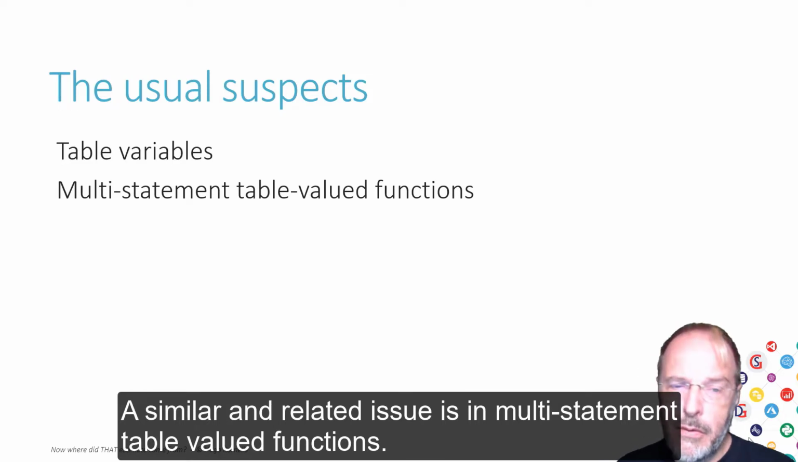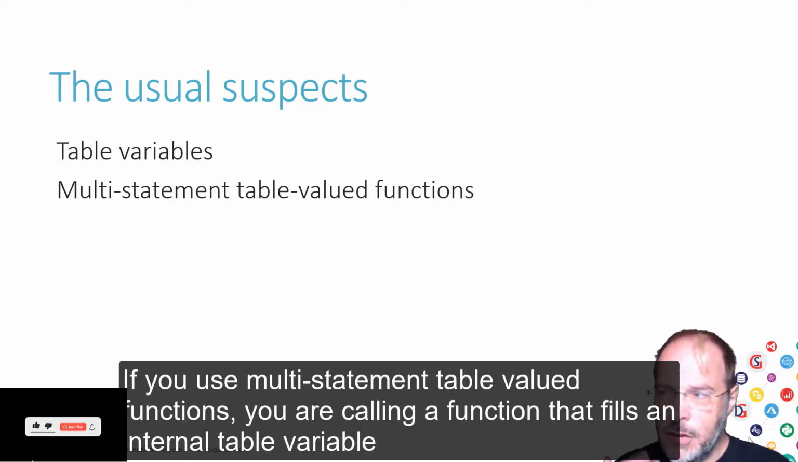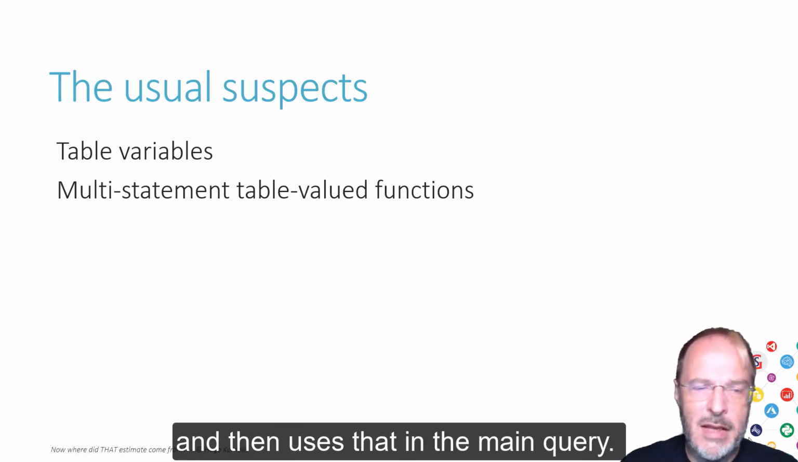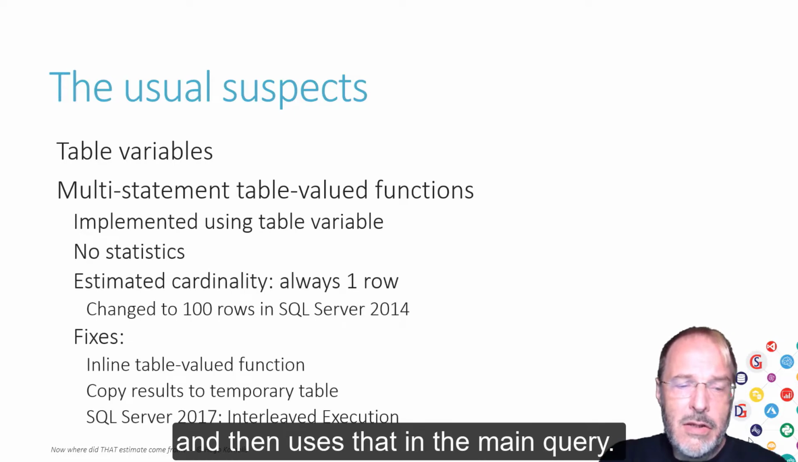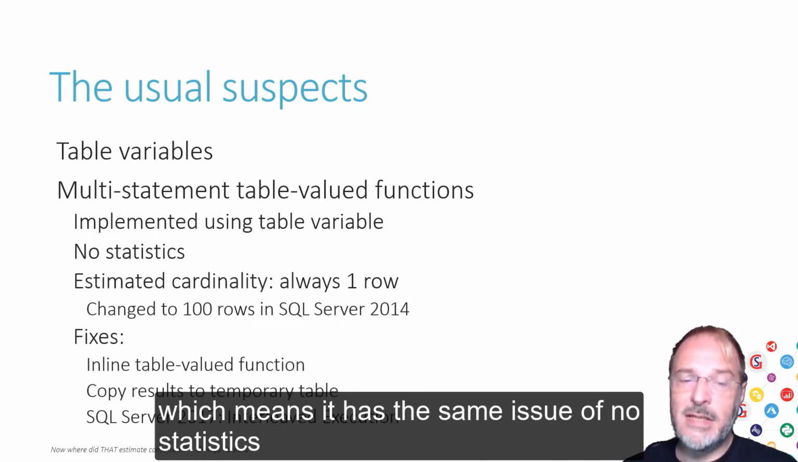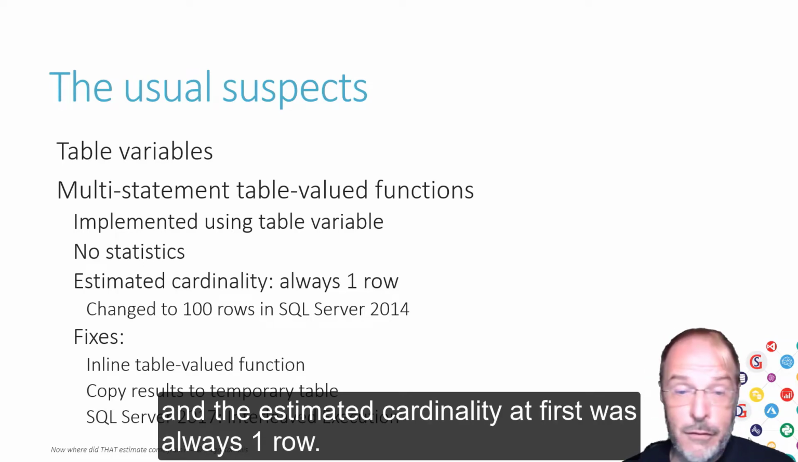A similar and related issue is in multi-statement table-valued functions. If you use multi-statement table-valued functions, you are calling a function that fills a table, an internal table variable, and then uses that in the main query. So it's implemented under the covers using a table variable, which means it has the same issue of no statistics, and the estimated cardinality at first was always one row.